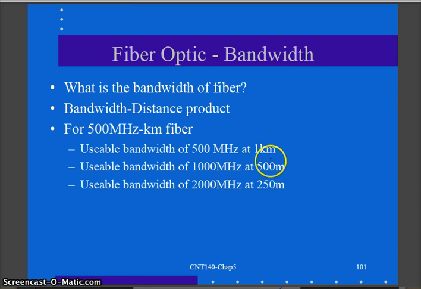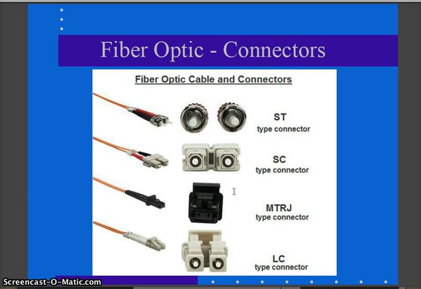As I drop my cable distance to 500 meters, I get 1,000 megahertz of bandwidth. As it drops to 250, it's increasing to 2,000 megahertz. So the shorter the distance, the more bandwidth I'm getting is what it amounts to. So you can't nail down with fiber optic, well, what am I getting? It has to actually be a bandwidth and distance product.